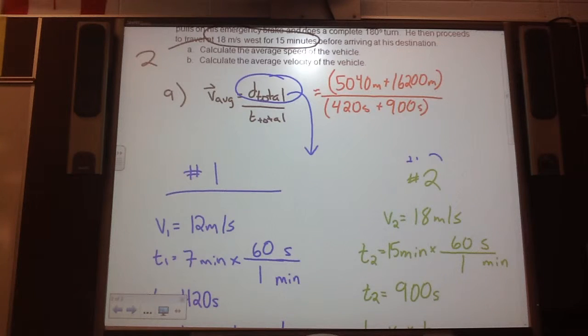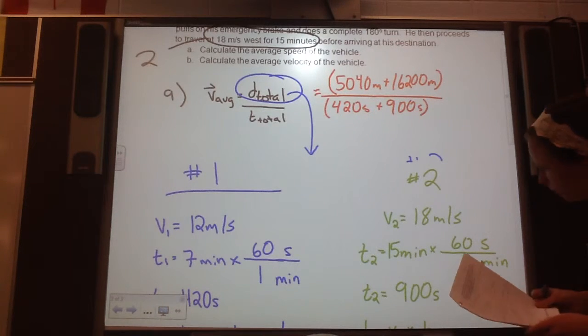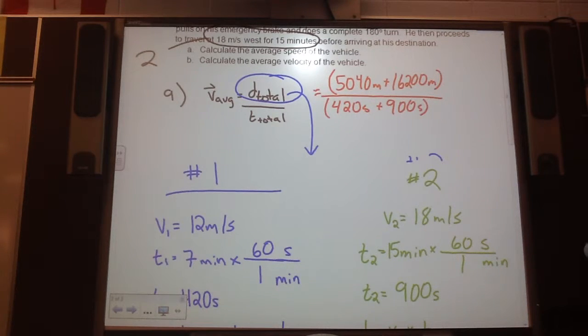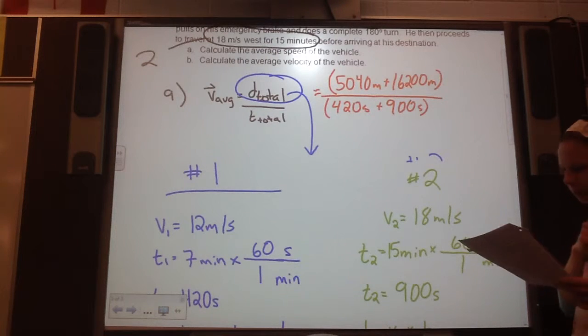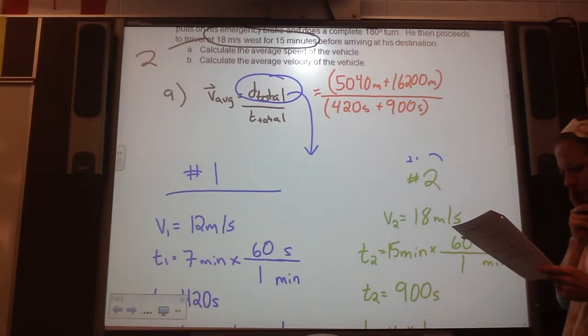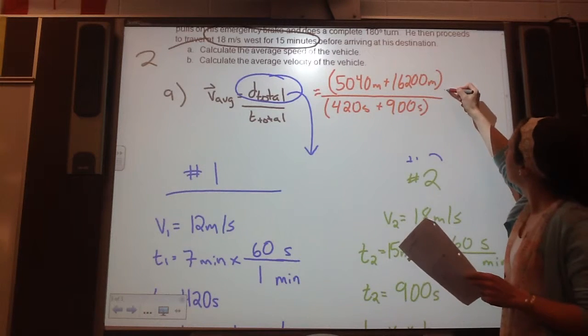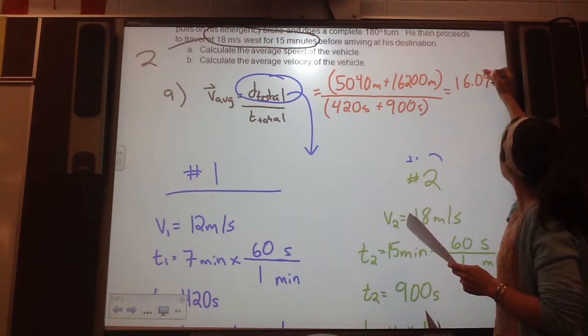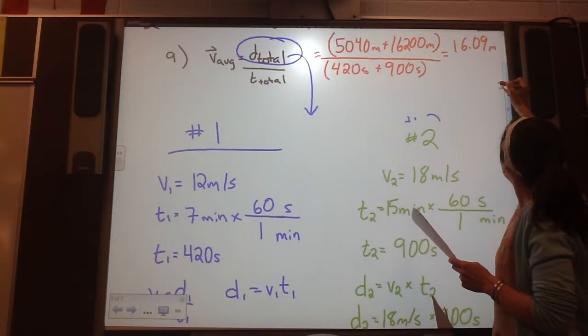But this is distance, not displacement. So when we do the next question, we will have to put it into a negative. Do you see the difference though? I know, I caught myself too. So, we should get about 16.09 repeating meters per second.